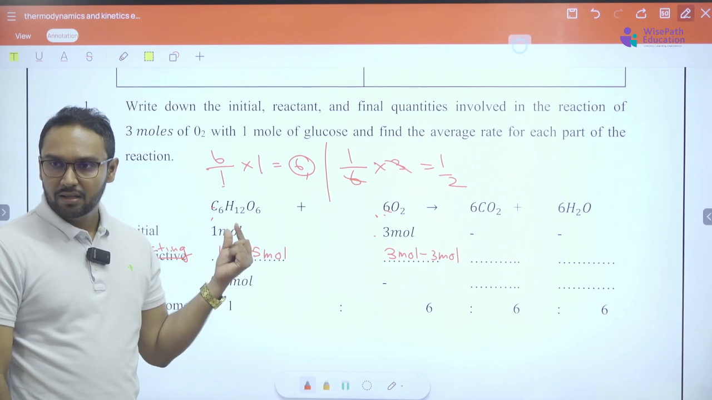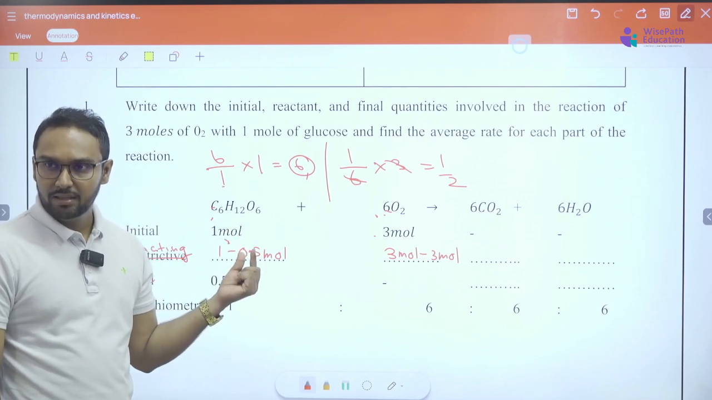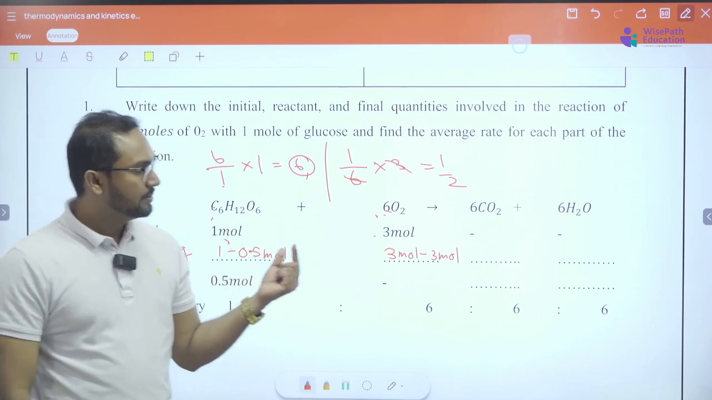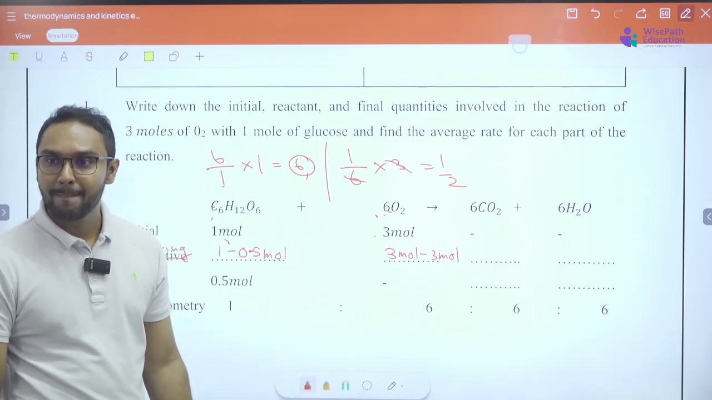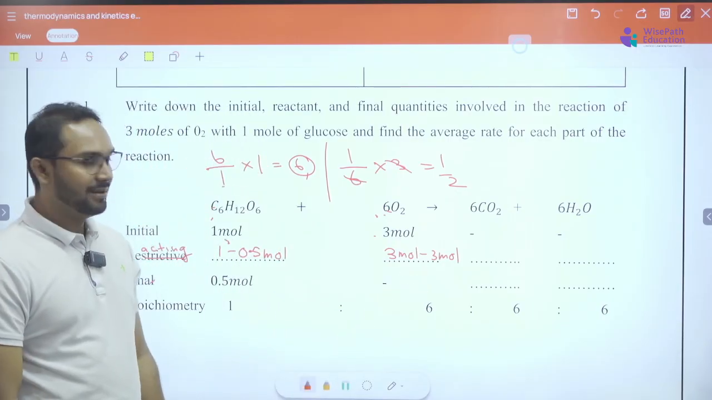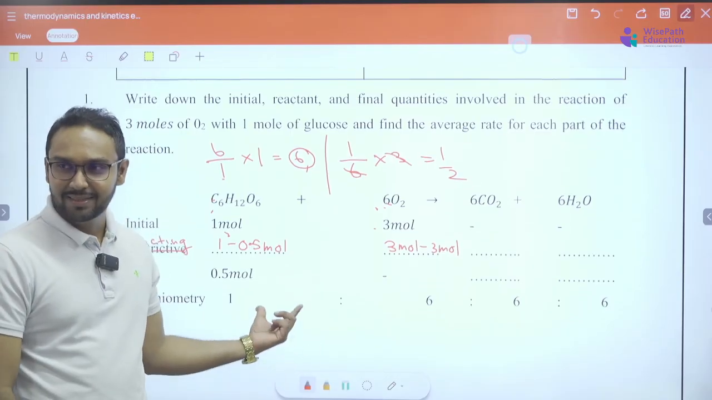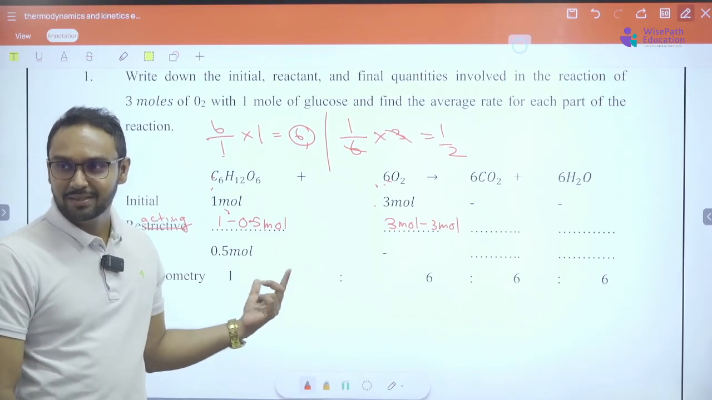0.5 is remaining without reacting, right? Yeah, you can take it that way as well. But it is better going through the stoichiometry.